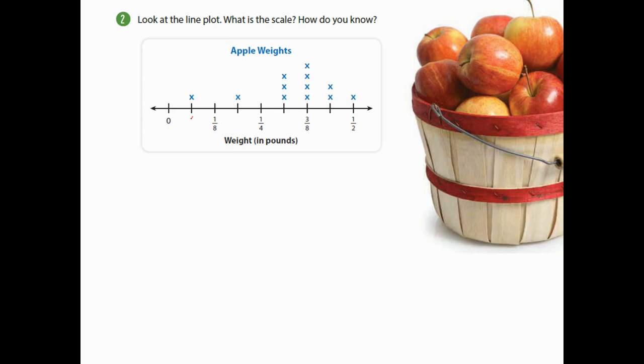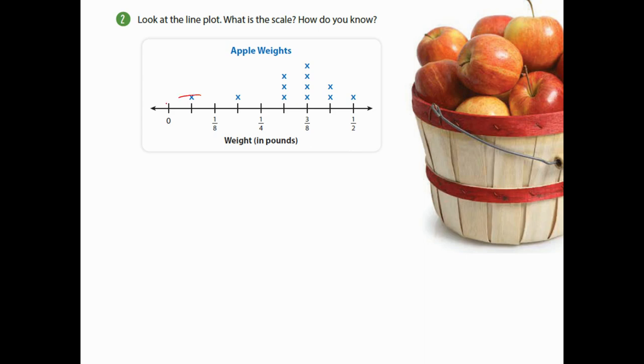From 0 to a half, I have 1, 2, 3, 4, 5, 6, 7, 8. I have 8 tallies. Well, last time it said that if we had 8 tallies, it was an eighth for each one. But the problem is that we start with 0 and we end with a half here. Now, if I have 8 tallies on one half, how many tallies would I have on the other half? Well, that would be 8 more, and 8 plus 8 is 16, which means that each one of these tallies is going to equal 16ths, or a 16th.